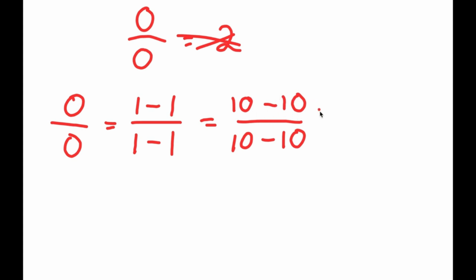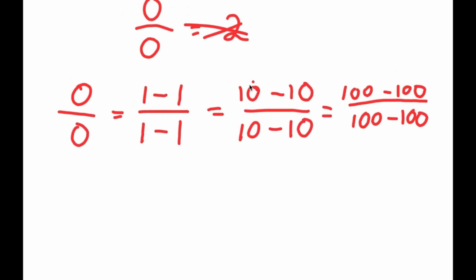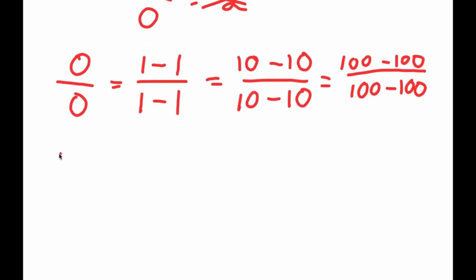And if this is true, then this is also the same thing as 100 minus 100. So I have 100 minus 100 over 100 minus 100. Because all of this is true, now I can start making things a little more complicated. So let me rewrite this over here. I have 100 minus 100 over 100 minus 100.